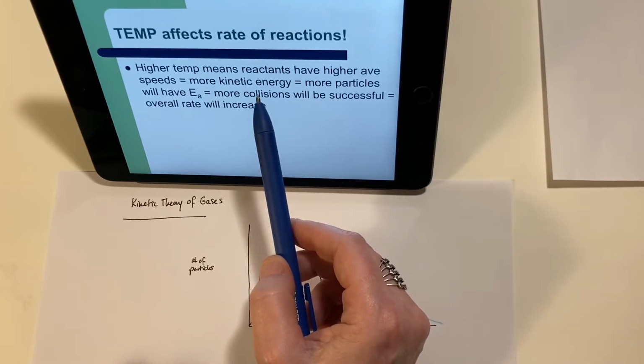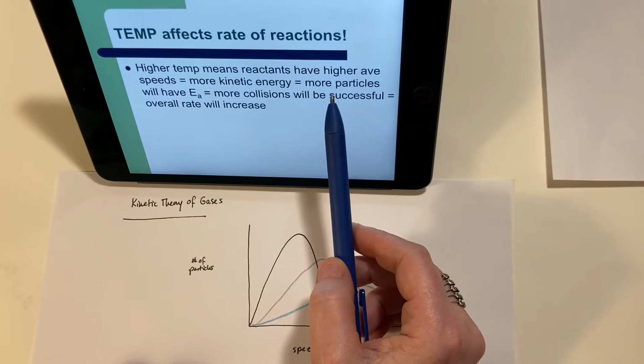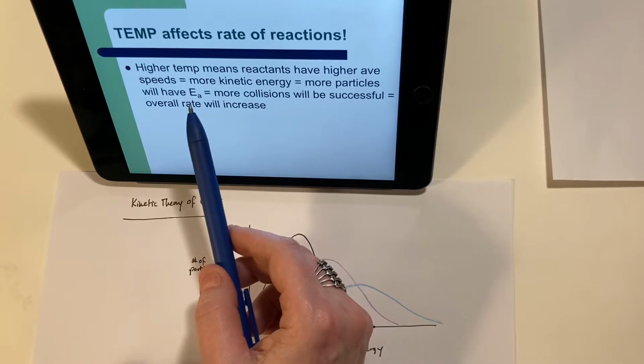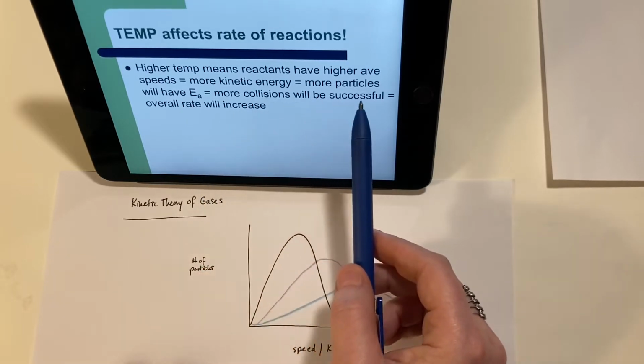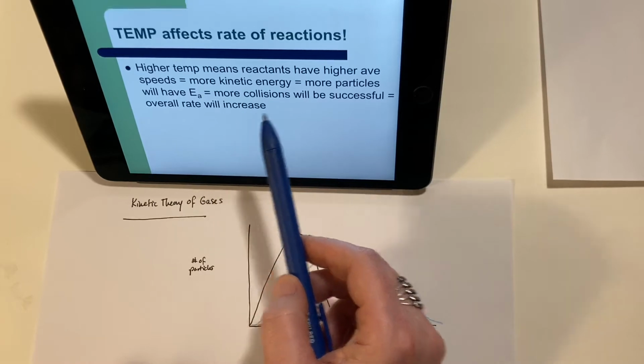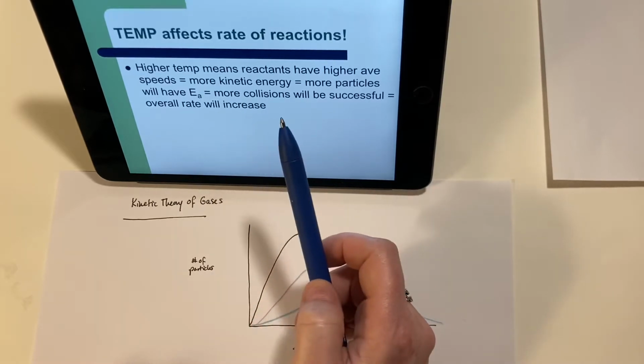energy. And if they have more kinetic energy, then when the particles collide, more of them will actually have enough energy, activation energy, to start the bond breaking, bond making process. So that means more of the collisional events will be successful, and the overall rate then would increase. Successful collisions lead to products.